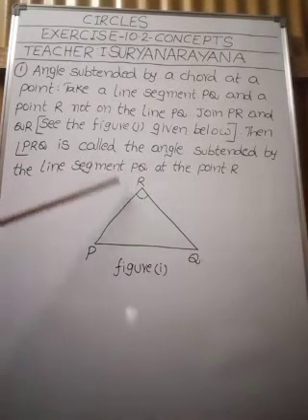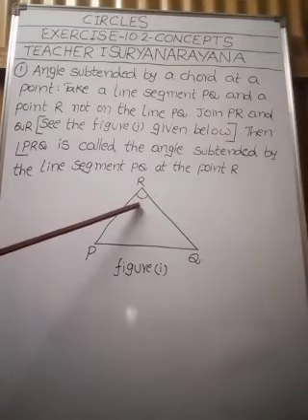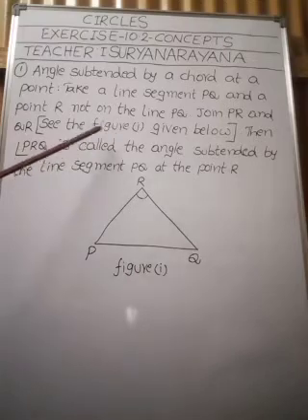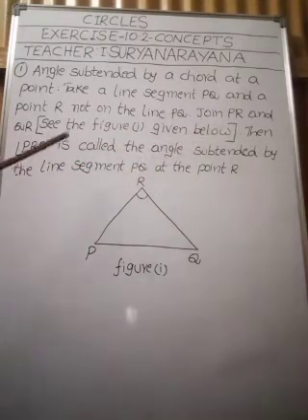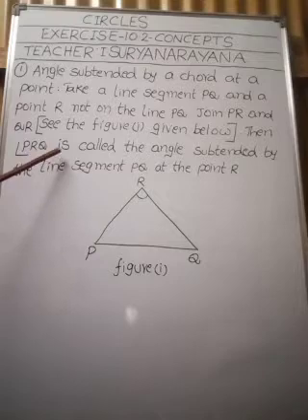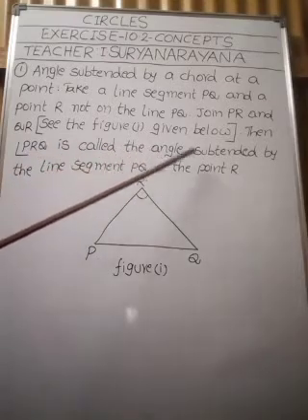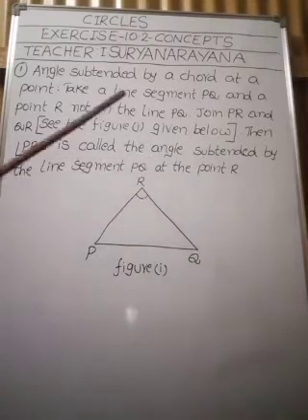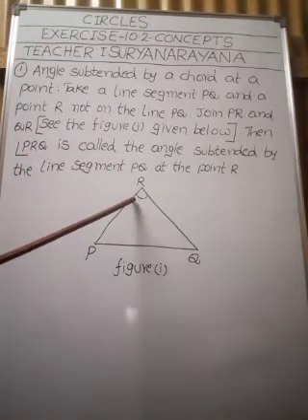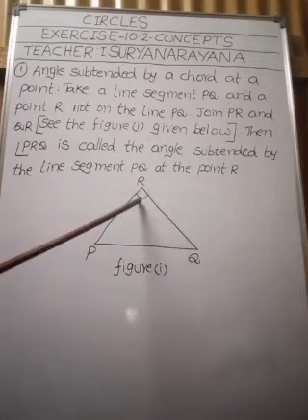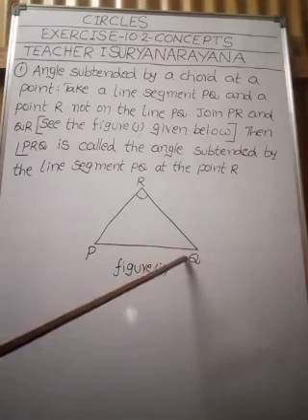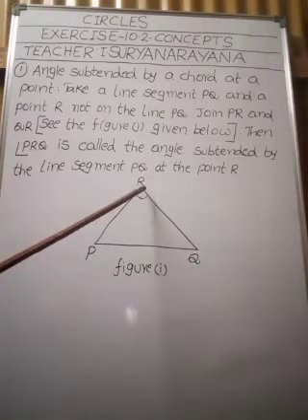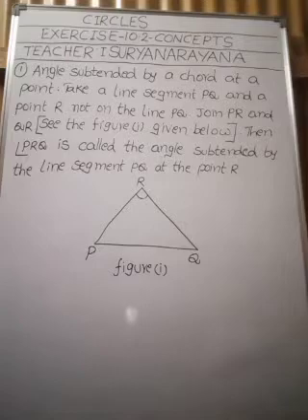Then an angle is formed here. Yes or no, my children? An angle is formed at this point R. See figure 1 given below. Then angle PRQ is called the angle subtended by the line segment PQ at the point R. Understood this point, my children? This angle PRQ is said to be the angle subtended by this line segment PQ at the point R. Is this point clear, my dear children?